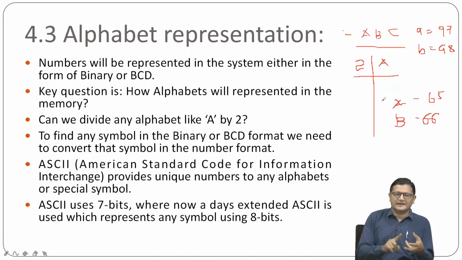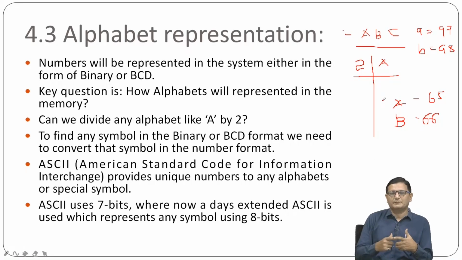Hash, at sign, caret, dollar, space, semicolon, single quote, double quote: every symbol has a unique number, and by using that number the computer translates it into binary. Now why do we need that number? Because the machine can understand only numbers, only binaries, right?